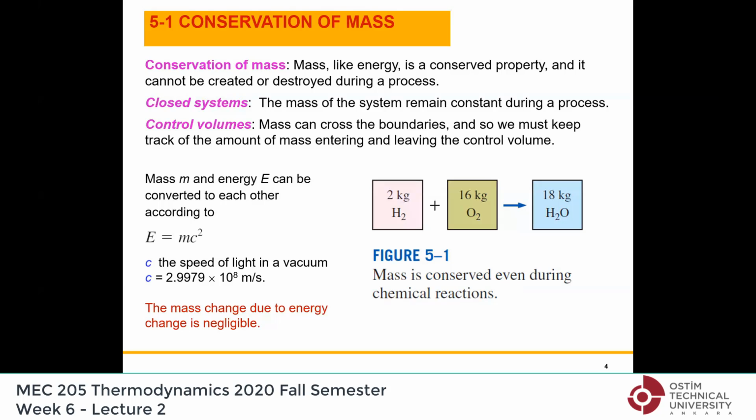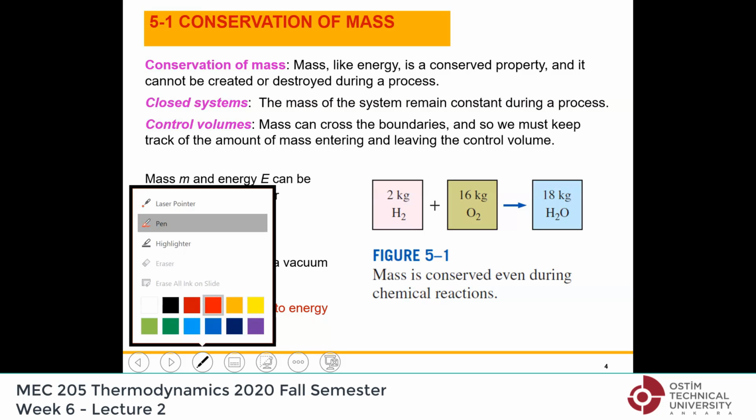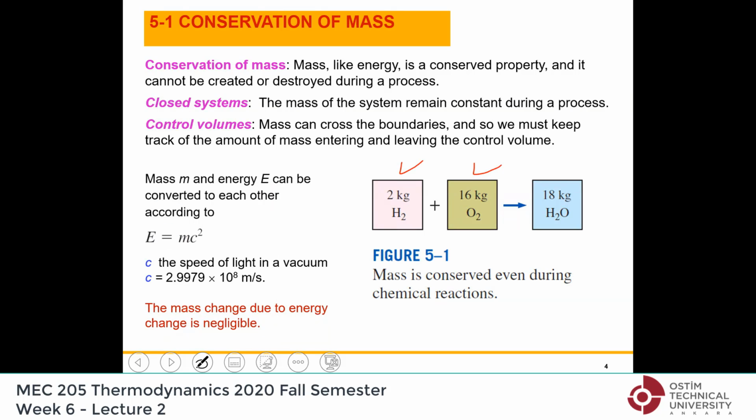In chemistry, you always balance chemical equations based on conservation of mass. For example, if you have 2 kilograms of hydrogen and 16 kilograms of oxygen, you get 18 kilograms of water. That is, you have 2H plus 1O, and you get H2O. Remember, that is how you balance the chemical equations.